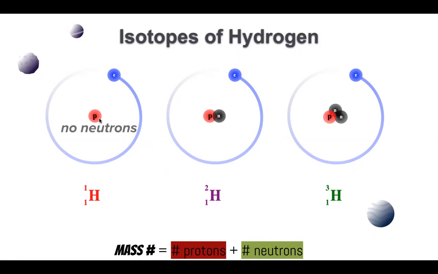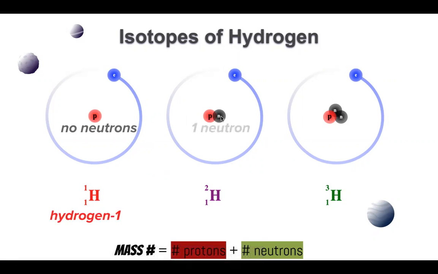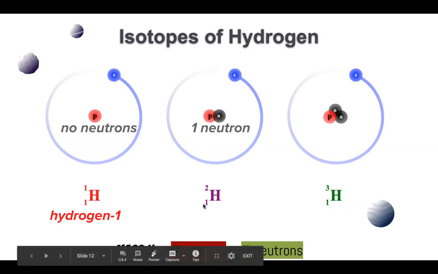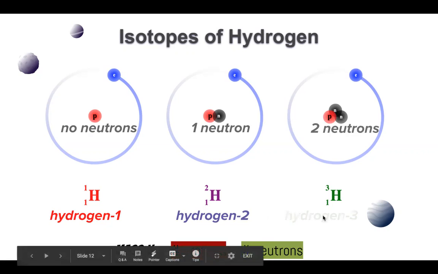So this hydrogen has no neutrons. So the only thing giving it mass is the 1 proton, so we call it hydrogen 1. Here we have a proton and a neutron. So there's basically 2 atomic mass units worth of mass in the nucleus. So we call it hydrogen 2. And here we have 2 neutrons plus that 1 proton, giving us hydrogen 3. So again, we're just looking at the mass number of hydrogen.